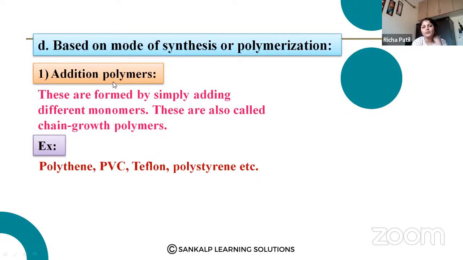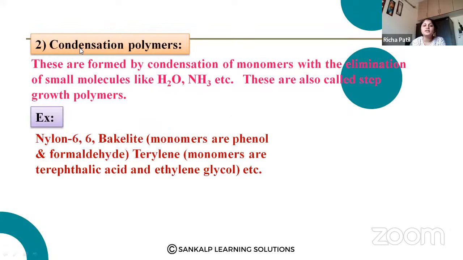They are formed by simply adding the monomers. The other name is chain growth polymers. Remember this. Examples are polythene, PVC (polyvinyl chloride), Teflon, polystyrene. Polythene is made up of ethene, the monomer unit. PVC is made from vinyl chloride, the monomer unit. Polystyrene is made up of styrene.